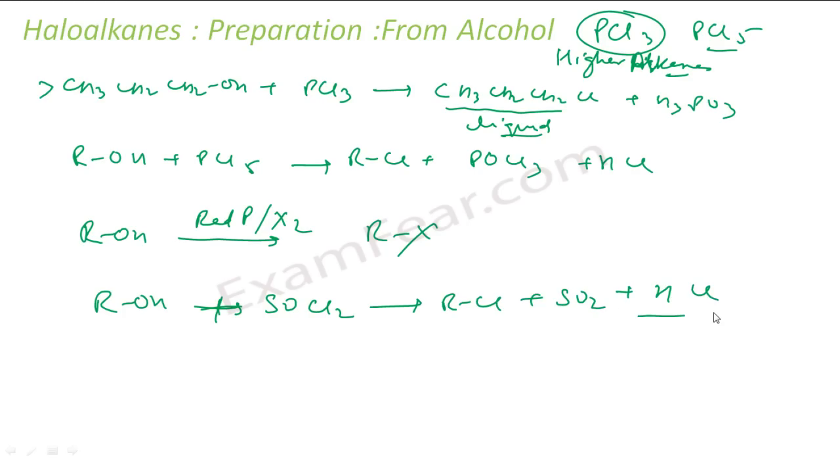So if I want to convert alcohol to halide, I can use red phosphorus with any halogen, or I can use SOCl2. I can also use PCl3 or PCl5. I can also use HBr, HI or HCl. So there are so many ways to convert alkyl alcohol to haloalkanes. You can use SOCl2, red phosphorus with a halogen, PCl5, PCl3, HI, HBr, or HCl.